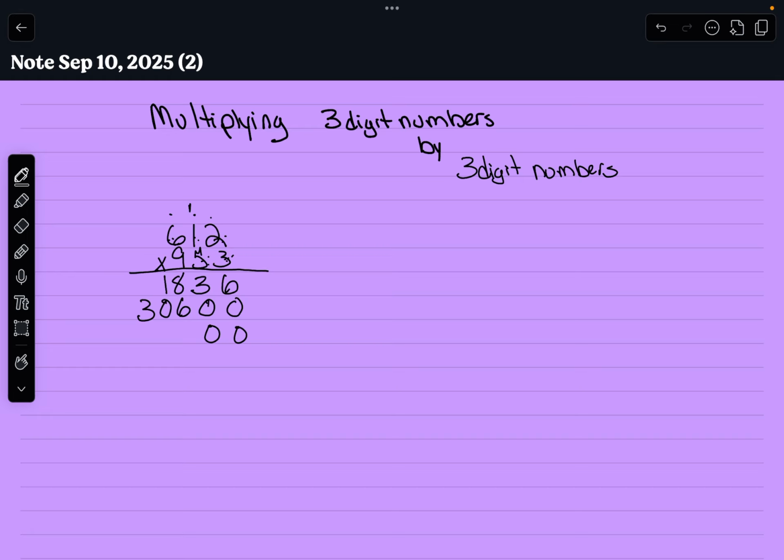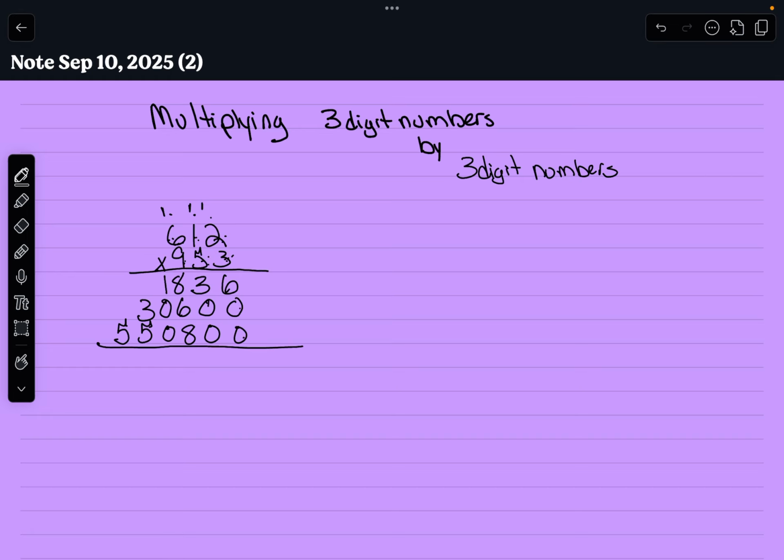Next we have 9 times 2. 9 times 2 is 18. Carry your 1. 9 times 1 is 9, plus 1 equals 10. Carry your 1. And then 9 times 6 is 54, plus 1 is 55. Now we're going to go ahead and add everything up.